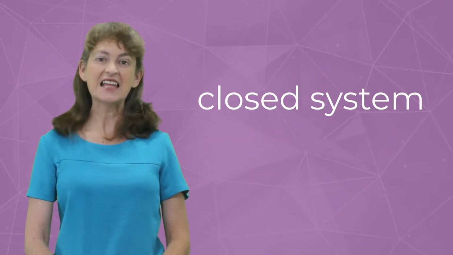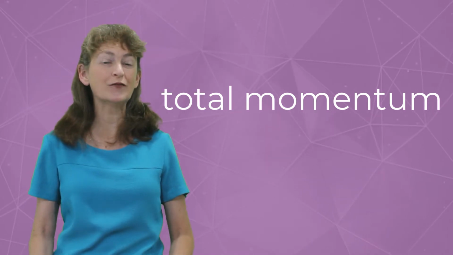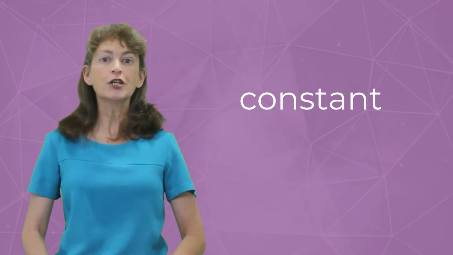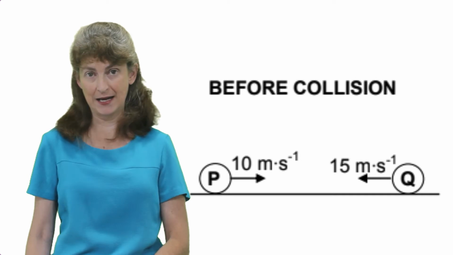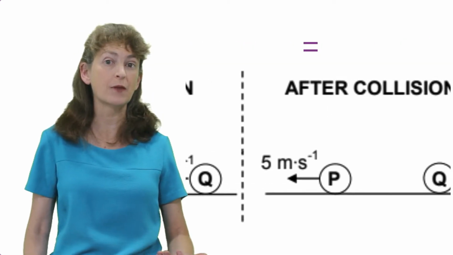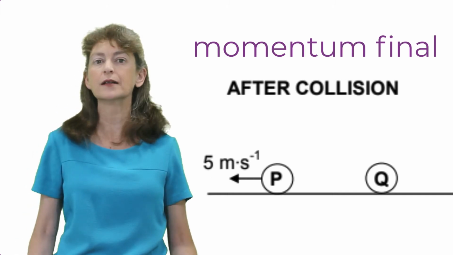That states that in a closed system, the total momentum of the system remains constant. So the total momentum of these two balls before the collision, momentum initial, equals the total momentum of these two balls after the collision, momentum final.